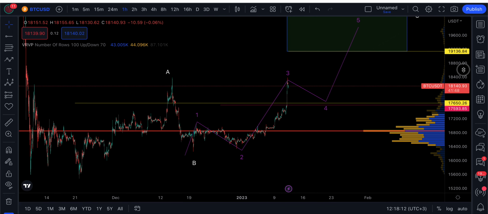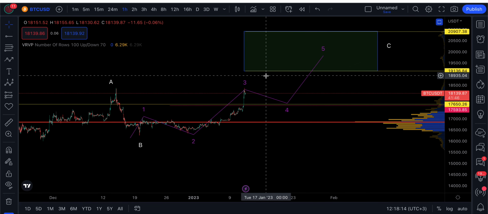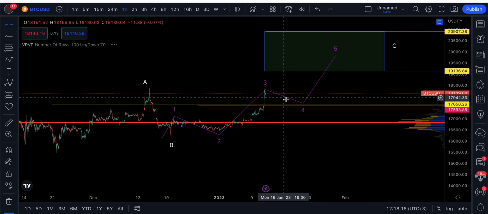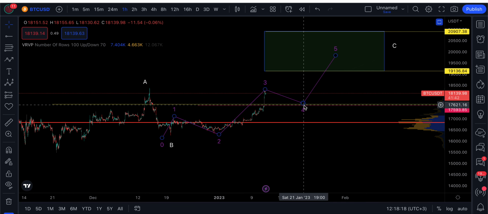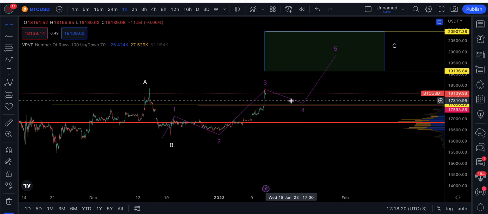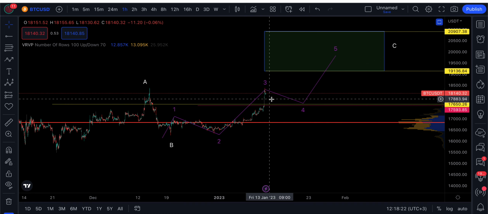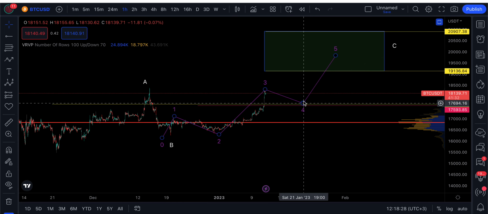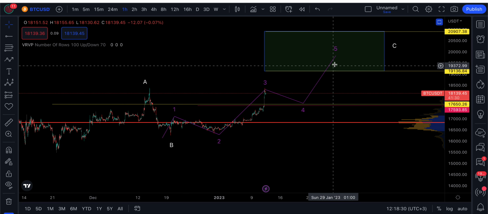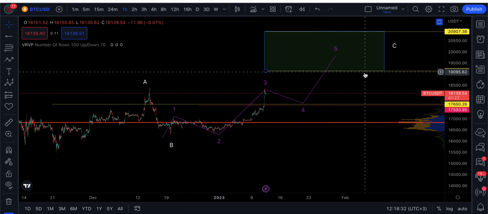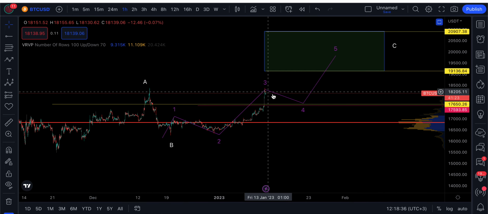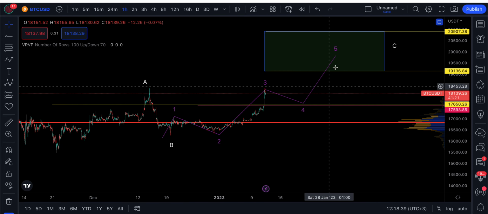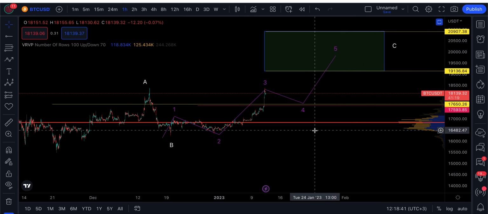So in a nutshell, we're expecting a pullback. And if we have a pullback, I'll upload another video analyzing what we have there and try to give more precise points of reversal to ride it all the way to these areas we have just drawn right there. So in short, a pullback and a move up. And from there, we're expecting BTC to drop.